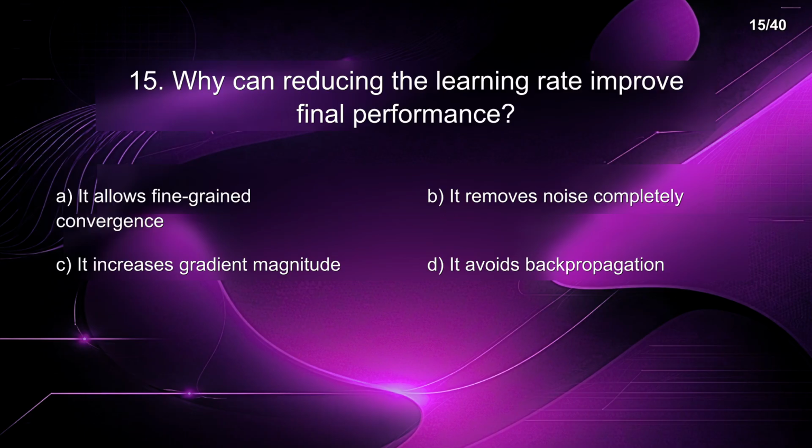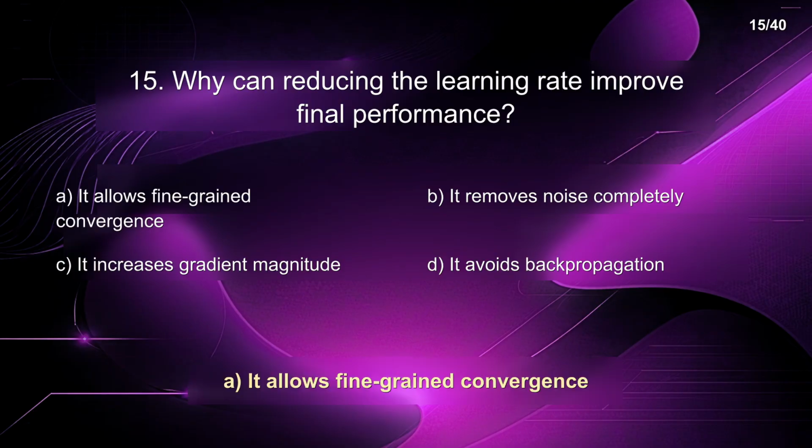15th question. Why can reducing the learning rate improve final performance? A. It allows fine-grained convergence. B. It removes noise completely. C. It increases gradient magnitude. D. It avoids backpropagation. Correct answer is A. It allows fine-grained convergence.